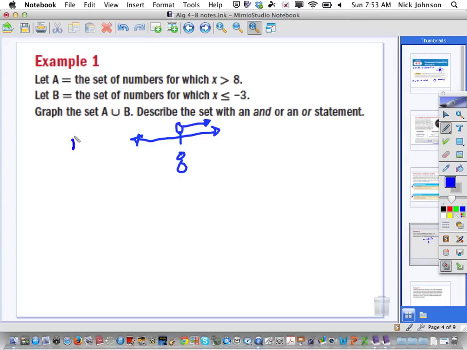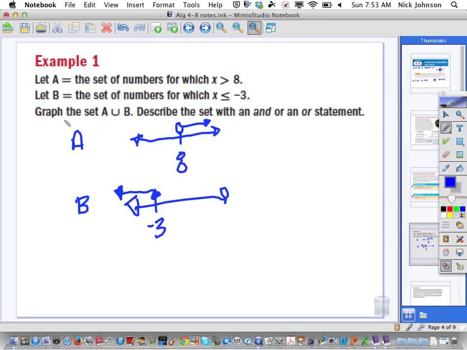This is A, this is going to be B, so I make a number line for B. It says a set of all numbers for which X is less than or equal to negative 3. So we're at negative 3, which is less than 8, right? And we have a closed circle at negative 3. And we are going to take everything that is less than that. So there's this gap from negative 3 to 8, correct?